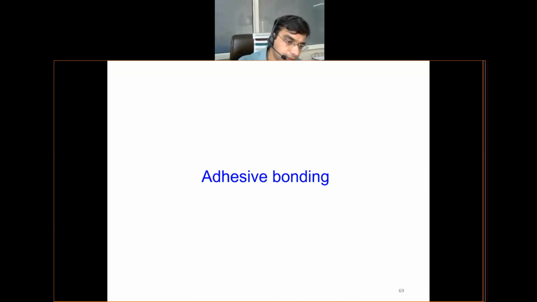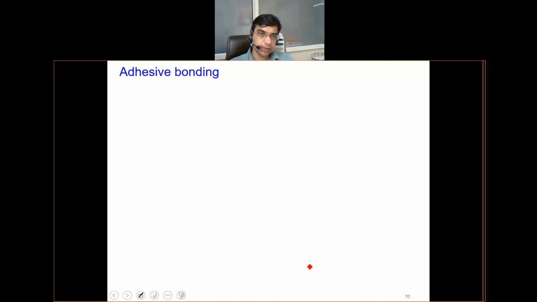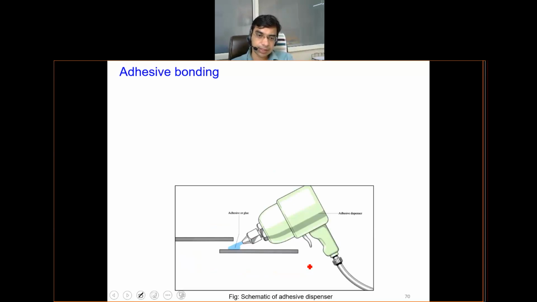So they find widespread applications in very critical applications such as aerospace, aircraft, all the wind turbine blades. These are some of the critical applications that I am listing here, where essentially welding or brazing or soldering cannot be done. So we will see the details of this adhesive bonding now. Adhesive bonding essentially, as I mentioned earlier, uses an adhesive in between the faying surfaces.